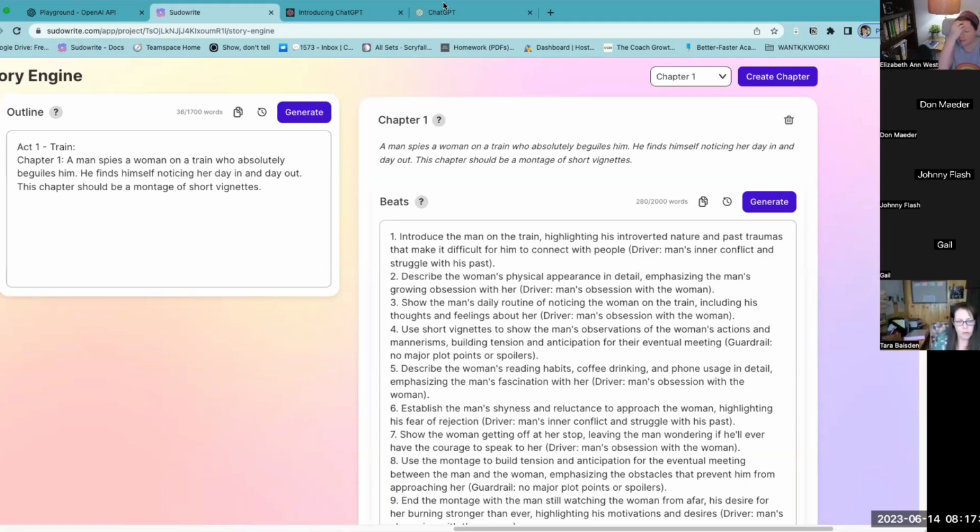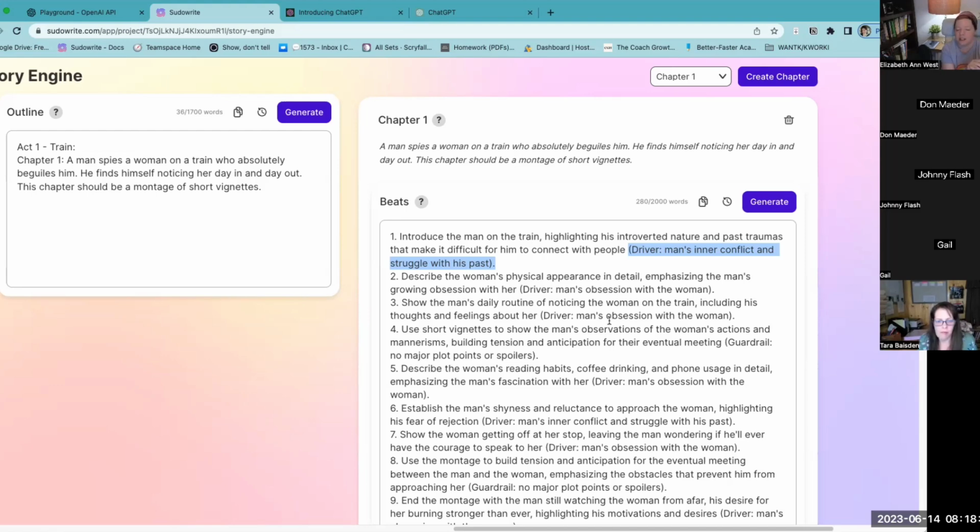So it wrote these beats, and let's take a look at them. Now, every once in a while, when you have these beats, it'll have these things in parentheses that say driver, man's inner conflict and struggle with his past. You can keep those, you can get rid of those. It's just prompt leakage from the back end, from something that happens to try to make these beats happen. So if you think about this almost cinematically, we would start the scene of the man on the train, highlighting his introverted nature and past traumas that make it difficult for him to connect with people. Now, that wasn't a piece of information we gave the AI at all. That was something that it decided to do for this story. Describe the woman's physical appearance in detail, emphasizing the man's growing obsession with her.